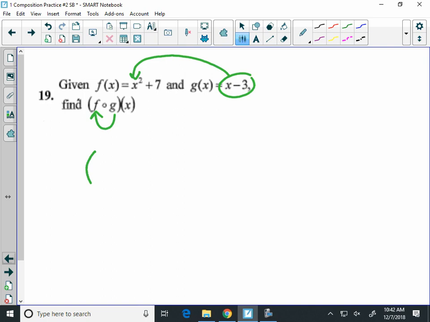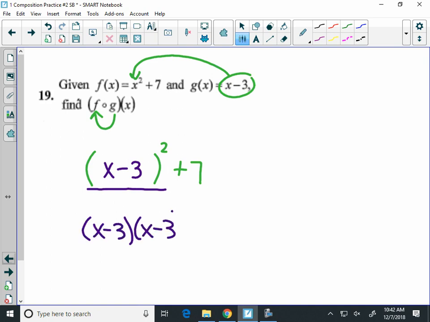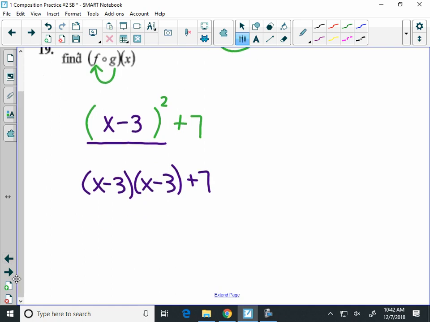So remember, when you set this up, you want to start by figuring out, that's my function of f, the entire function. I'm putting g into that function. Now we've done a few of these. When you square a quantity, you have to write it out as x minus 3 times x minus 3. That's how you square a quantity. Now you use the FOILing, or distributing, to simplify.